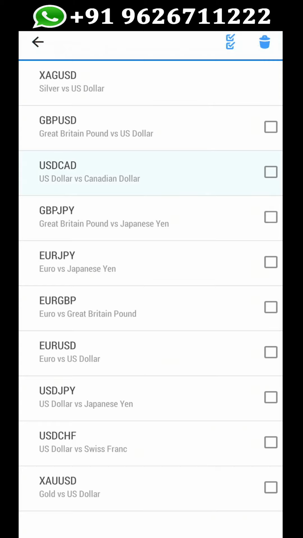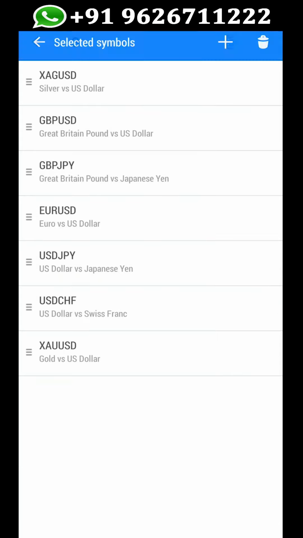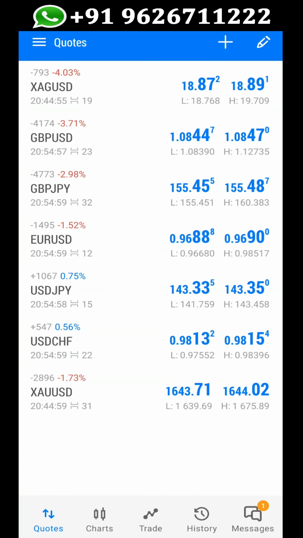So I want to remove USDCAD and EURGBP. Okay, so it's enough. Even EURJPY also. Next, I want to remove USDCAD, EURJPY and EURGBP. So I have selected them. Next, again tap on the trash icon in the top right side corner. So now the selected trading pairs are removed and have disappeared from my watch list. Okay, so we will check. Yes, it's removed from my watch list.